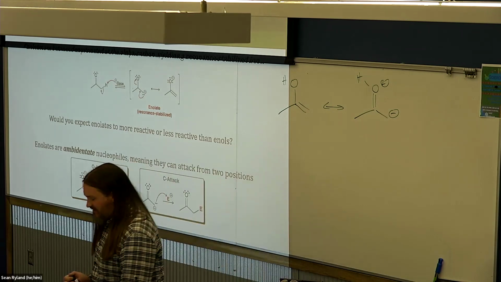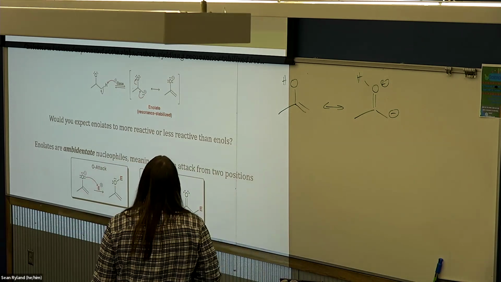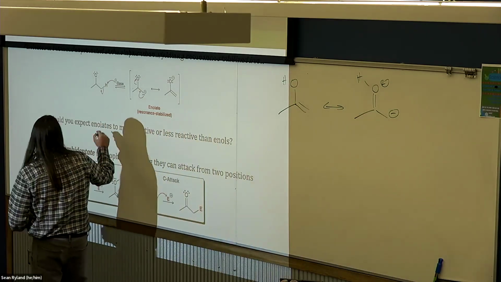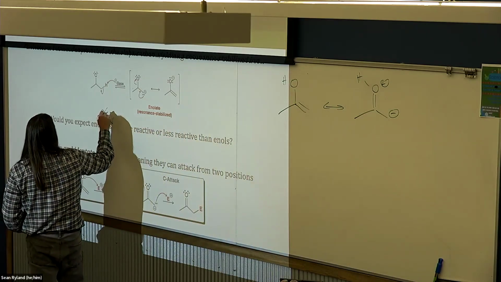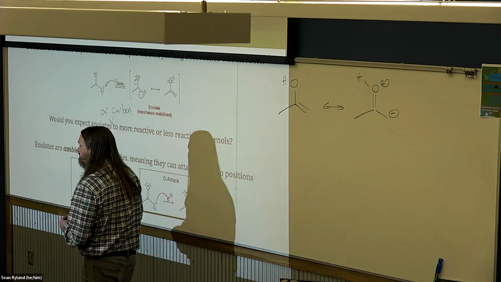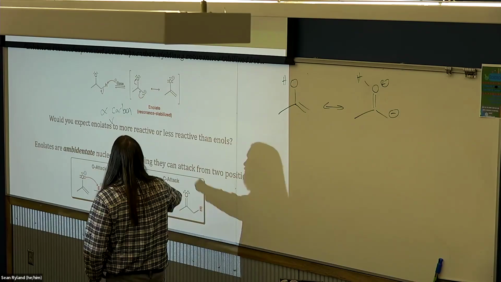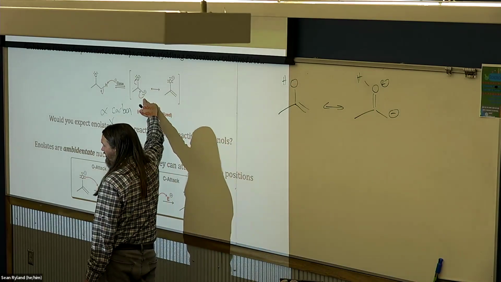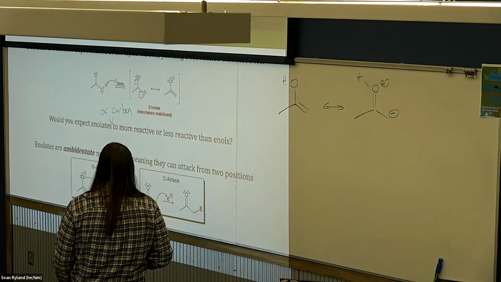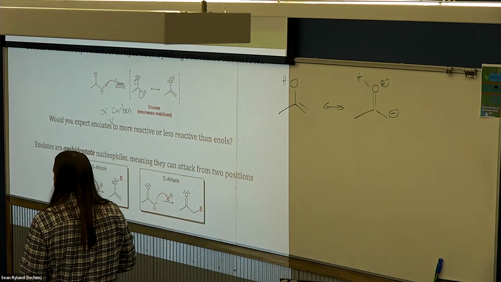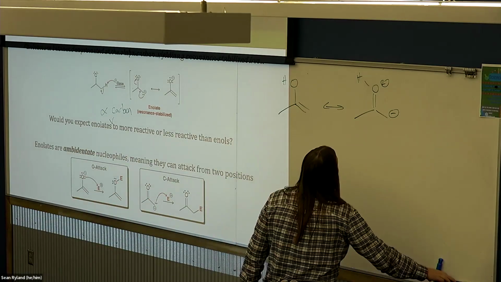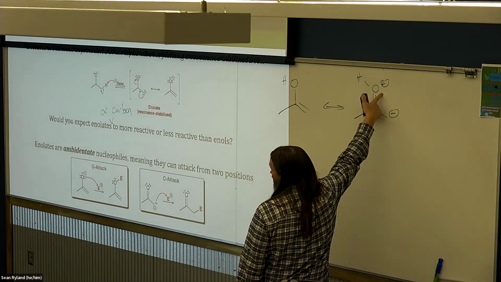So would we expect that to mean that enolate is more reactive, or the alpha carbon, I should say? I think so. You think it's going to be more reactive? Yeah, because we got a stronger partial negative on that carbon. Right. And we're not putting a positive charge on an oxygen.